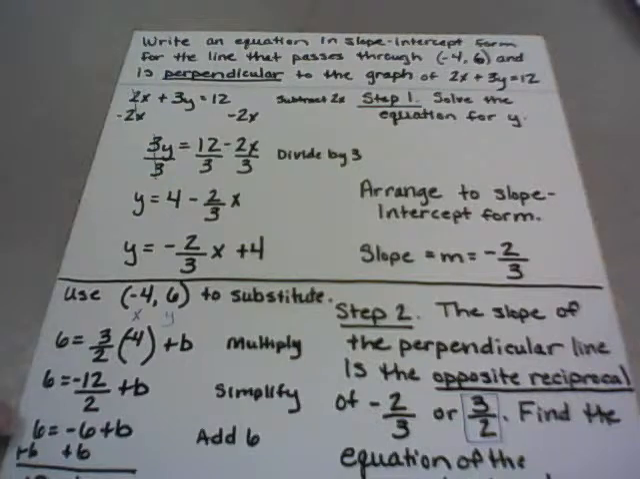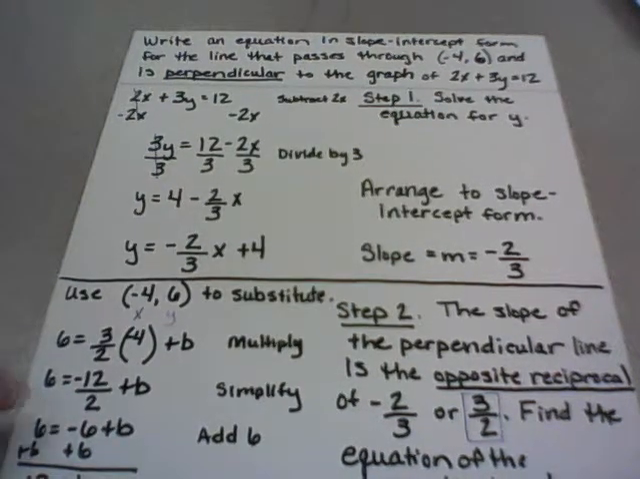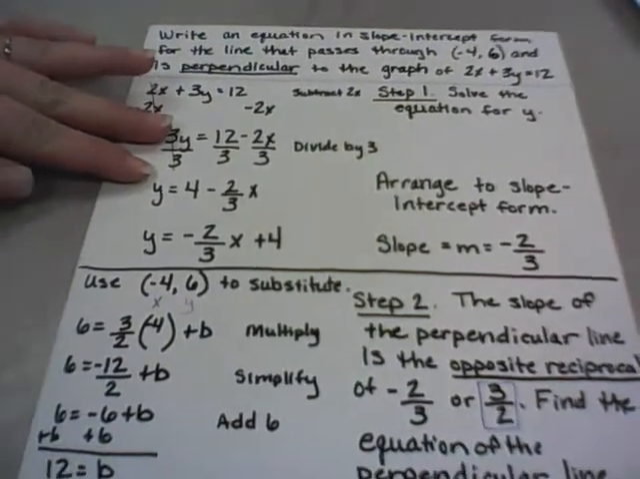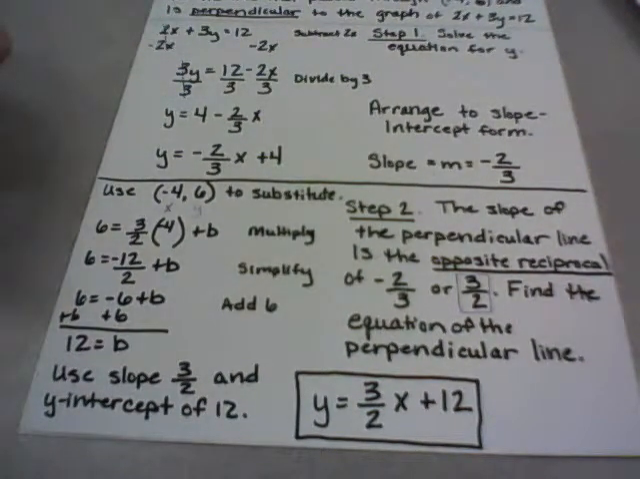And I'm going to simplify. -12 over 2 then becomes -6. So I now have 6 = -6 + b. Now I'm down to more of a simplified version of the equation. So what I want to focus on now is getting the b alone on that one side of the equal sign, on the right side.